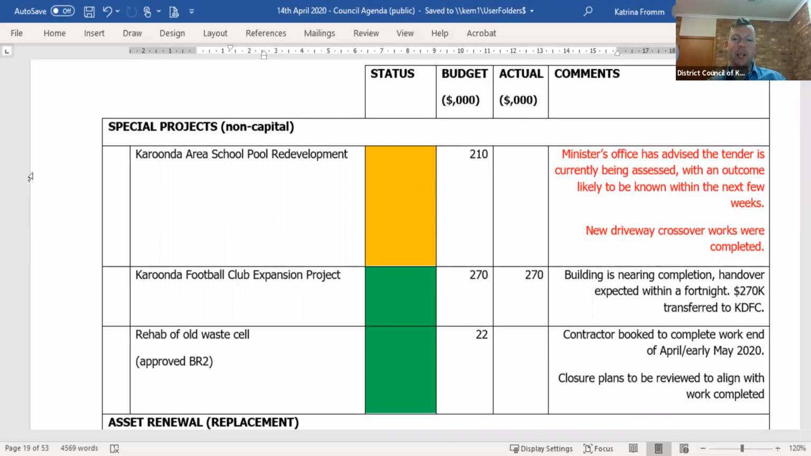Through you, Mayor Phillips, Jared? I'll take that one if you like, because that was my directive to cease that project. So I guess that's a little bit of an unknown at this point.